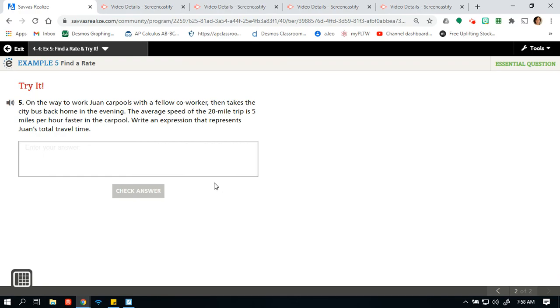All right, so you have one on the way to work. Juan carpools with a fellow coworker, then takes the city bus back home in the evening. The average speed of the 20-mile trip is 5 miles per hour faster in the carpool. Write an expression that represents Juan's total travel time.